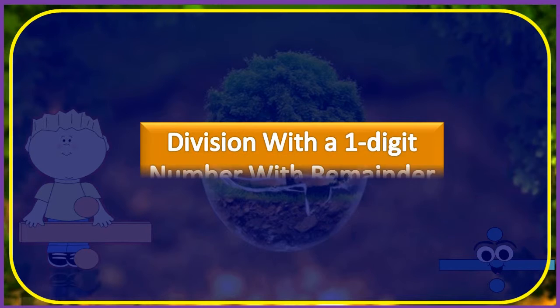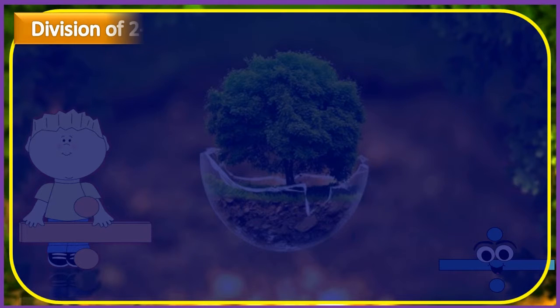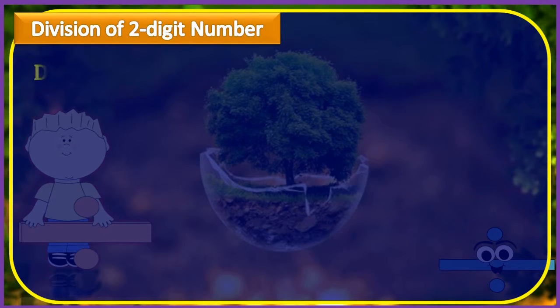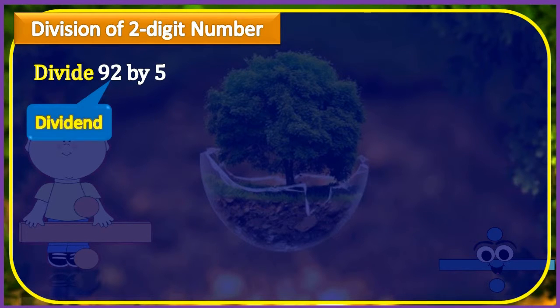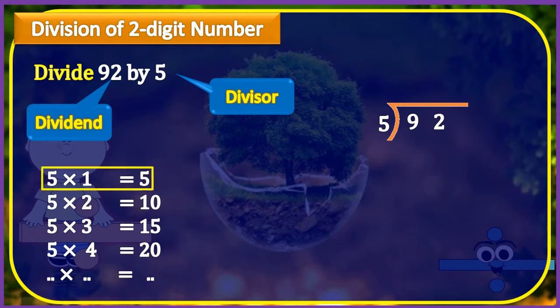Division with a 1-digit number with remainder. Division of a 2-digit number. Divide 92 by 5. Here, the number 92 is the dividend, that is of 2 digits, and 5 is the divisor, that is of single digit. To divide the number 92 by 5, we start with the tens place and check whether it is divisible or not. So here, 9 is divisible, that is 1 time. So we write quotient 1 here and 5 here.